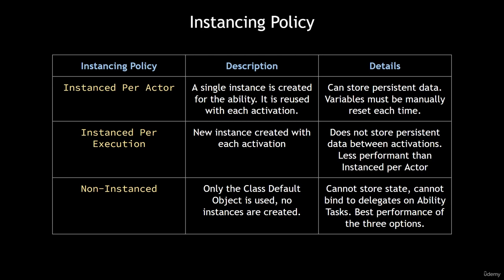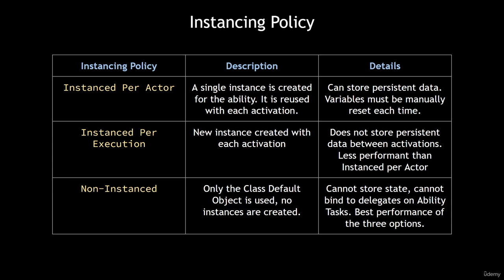With instance per execution, we create a new instance with each activation. So we're getting abilities created and destroyed over and over again. So it's less performant than instance per actor. And it doesn't store persistent data between activations because each activation is literally creating a new instance of this class, a new object. So it's the least performant of the three.